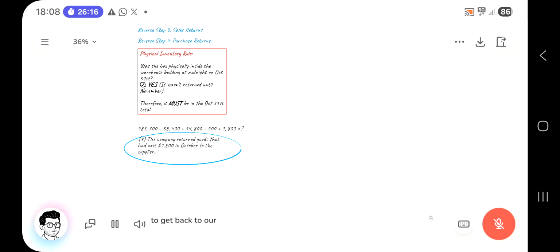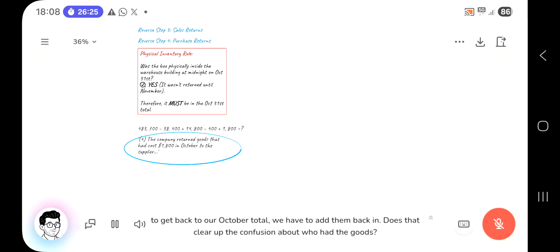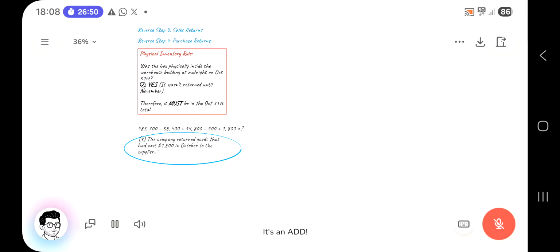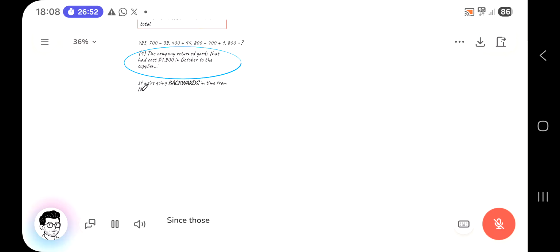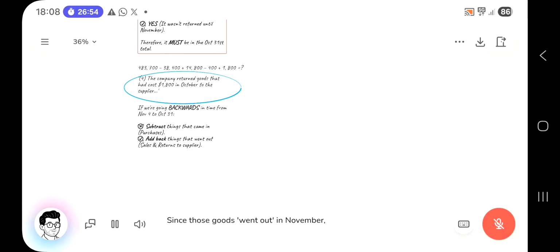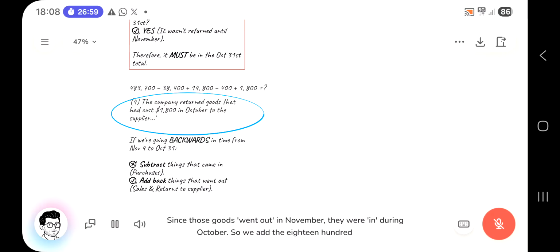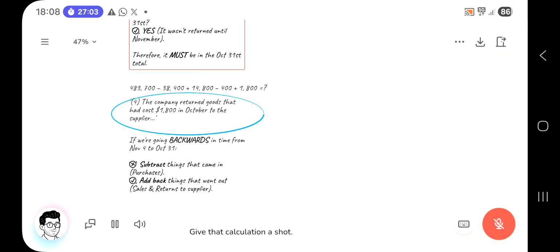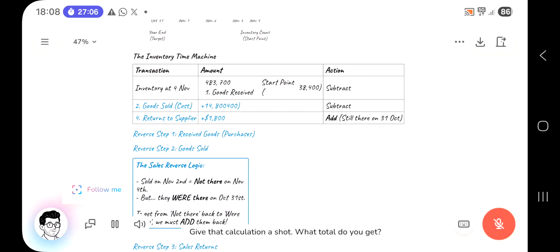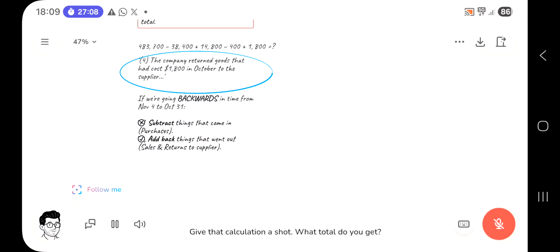So to get back to our October total, we have to add them back in. Does that clear up the confusion about who had the goods? It's an ADD. Since those goods went out in November, they were in during October. So we add the 1,800 back. Give that calculation a shot. What total do you get?